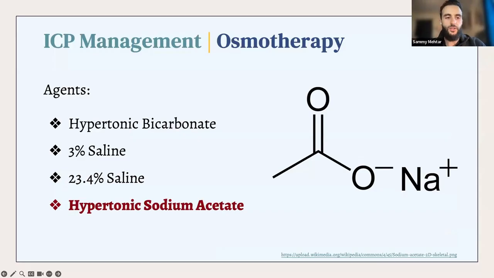The next agent that you could consider is hypertonic sodium acetate. And this is something that actually is very helpful because we know with saline, normal saline, 3% or 23%, they all have a risk of developing a non-anion gap metabolic acidosis or a hyperchloremic acidosis. Essentially, the chloride ions in the NaCl from the saline displace a lot of the bicarb in order to maintain an ionic balance between the negatively charged bicarb and the negatively charged chloride ions. And so this can lead to hyperchloremic metabolic acidosis as your body displaces that bicarb.